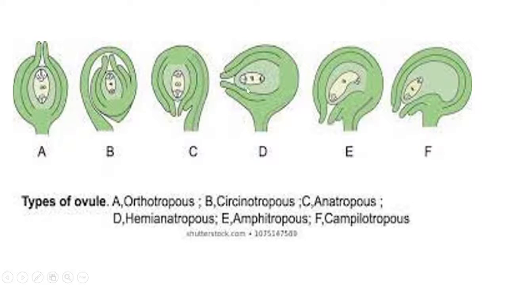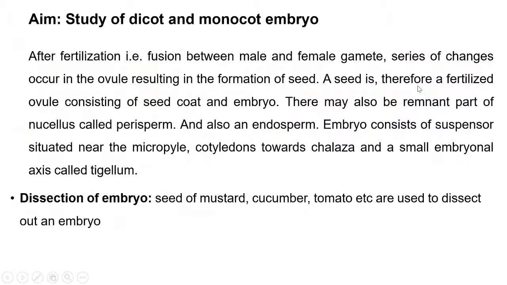In this way, we have studied different types of ovules, that is orthotropous, circinotropous, anatropous, hemianatropous, amphitropous, and campylotropous. The last point of this practical is the study of dicot and monocot embryo.